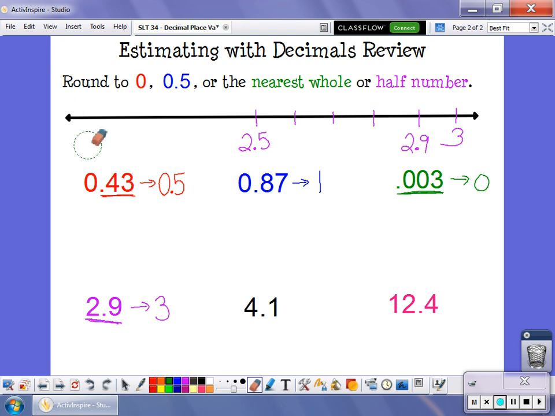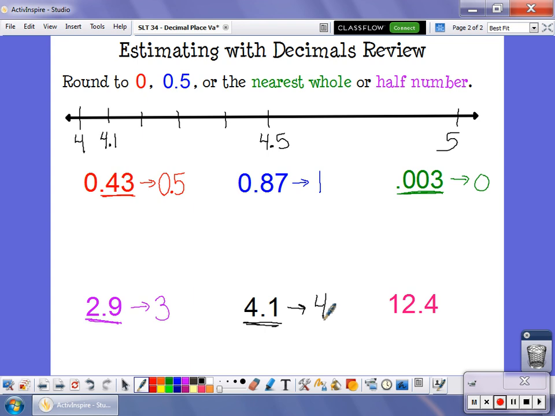All right, let's look at 4 and 1 tenth now. If I want to figure that out, this would be 4, this would be 5, and right in the middle would be 4 and 5 tenths. So 4 and 1 tenth would be down here, and this would be 2 tenths, 3 tenths, 4 tenths, 5 tenths. Again, is it closer to 4, 4 and a half, or 5? Looking at my number line, I can see that's definitely closest to 4.